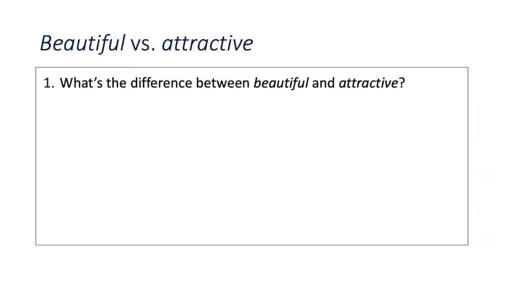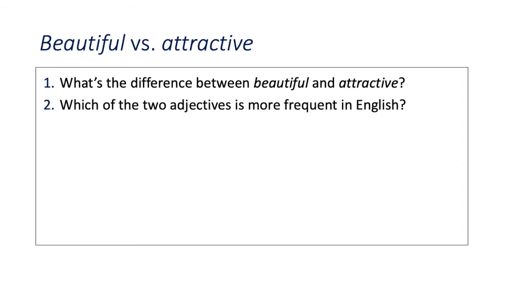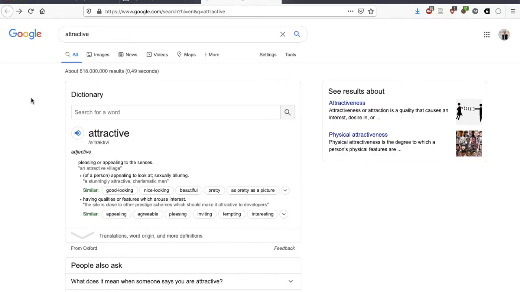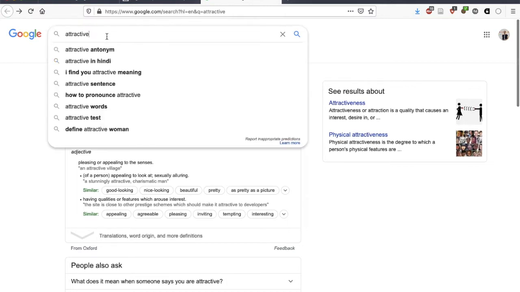But first, let's turn to the second question we might ask ourselves. Which of the two adjectives is more frequent in English? And to answer this question, our first point of call might be a simple Google search. So I've looked up the word attractive in Google, and I end up with a lot of hits. We're looking here at over 600 million results. But what does that mean? Not a lot if we don't compare it to anything.